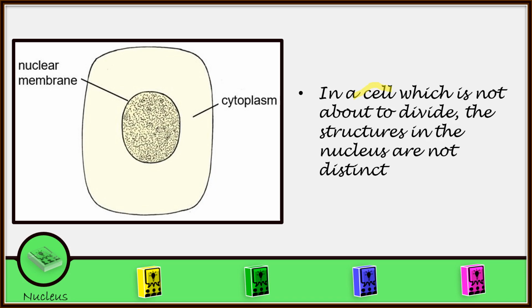In a cell which is not about to divide, the structures in the nucleus are not distinct. For example, if we look at our cell here, we have the nuclear membrane surrounding the nucleus, and then we have the cytoplasm. But when the cell is not yet about to divide, the structures in the nucleus are not distinct. You can't see anything in the nucleus if it is not yet time for the cell to divide.